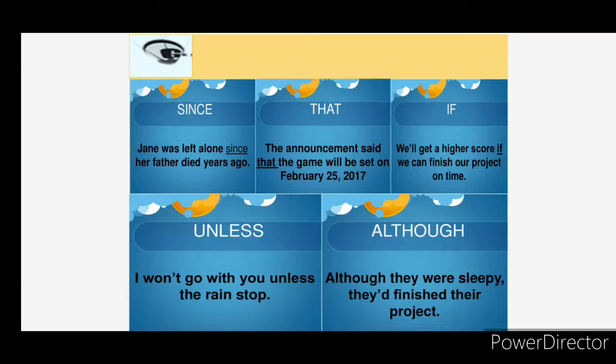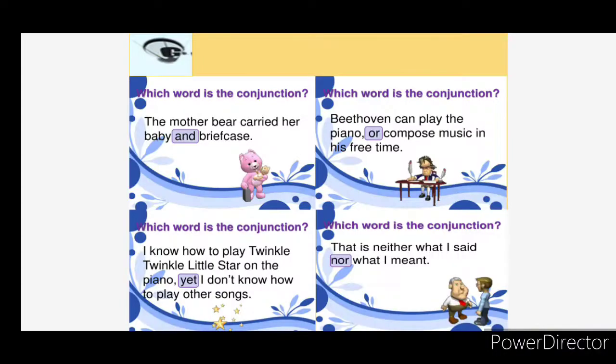So here you can see "the announcement said" is an independent clause, and "that the game will be set on February 25, 2017" is a dependent clause. Same goes for the other sentences also.